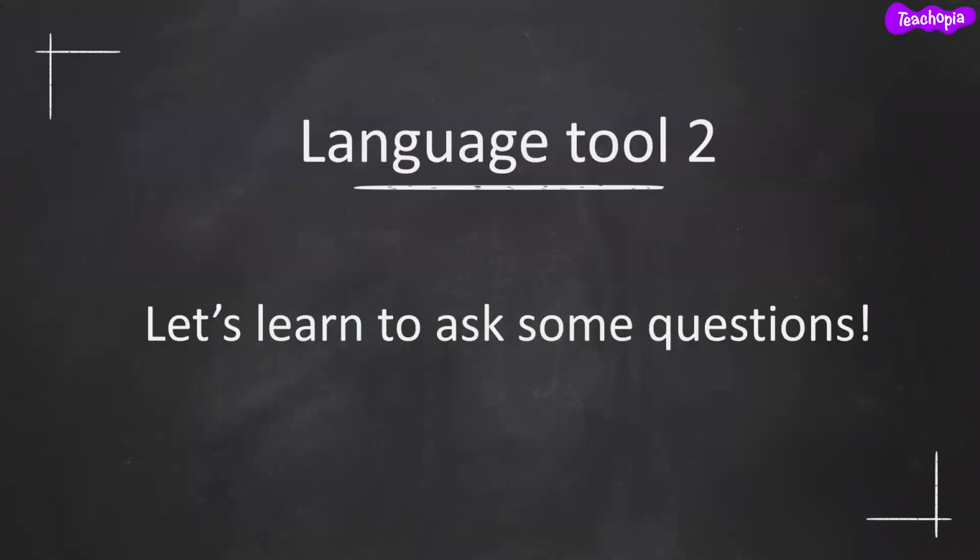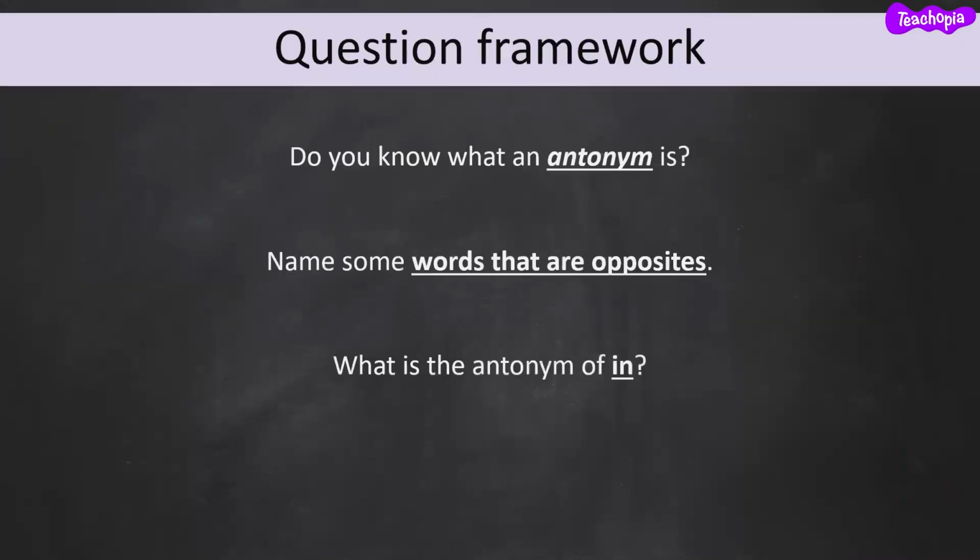Now looking at the next language tool, that is to ask some questions. Here are a few examples of questions using vocabulary from the different categories that we had created. Basically a definition category, features category, and the examples category. Now, do you know what an antonym is?